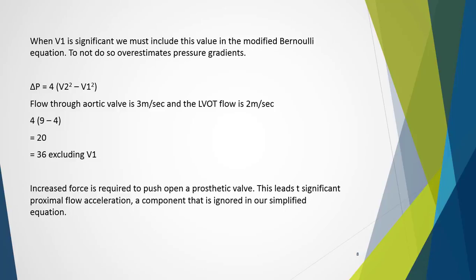There is basically a 45% error if V1 is not considered, as we can see in the calculation here, of 4V squared minus 4V1 squared is 20. But if we didn't include V1 and just had the 4V squared, of which is 9 times 4, 36. So significant error. Furthermore, there may be significant flow acceleration proximal to a prosthetic valve, as increased force is required to push the valve open. As this component is ignored in that simplified equation, it would lead to an underestimation of the gradient.